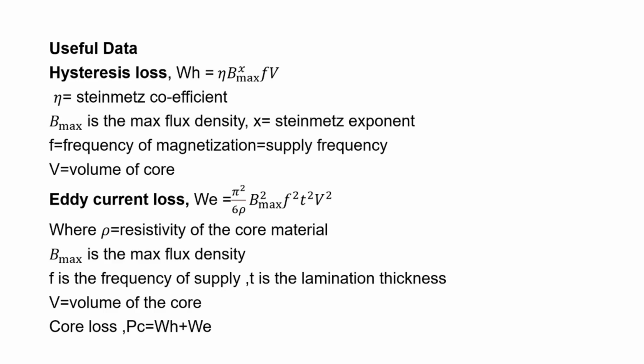Similarly, the eddy current loss is given by WE, which is equal to pi squared by 6 rho Bmax squared F squared T squared V, where rho is the resistivity of the core material, Bmax is the maximum permissible flux density in the core, F is the frequency of the supply, T is the lamination thickness, and V is the volume of the core. Now, the core loss PC is a sum of hysteresis loss and eddy current loss. When the transformer no-load test is carried out, we get the no-load losses. These no-load losses can be approximated to the core loss.